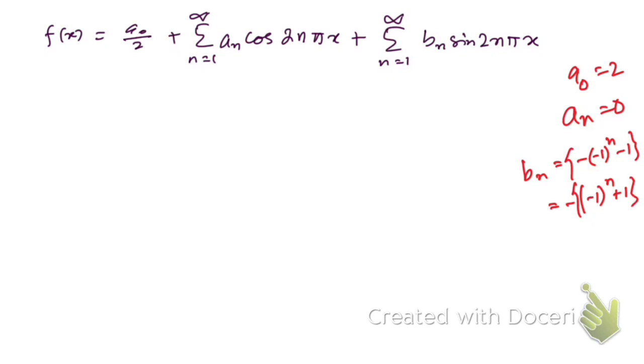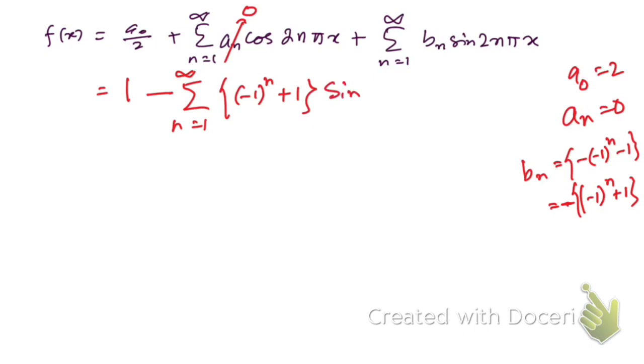So now if you put a naught is equal to 2 here, these two cancel, so we're going to have 1 here, and an is 0, so simply this term is going to vanish. Then here, n is equal to 1 to infinity, in place of bn, there is a minus sign, so you're going to have minus 1 whole to the power n plus 1 into sine nπx. That is what we're going to have.